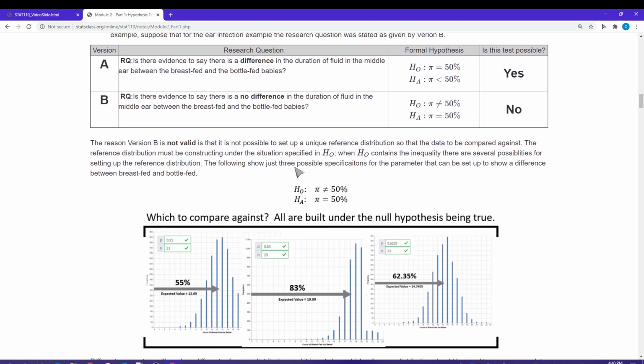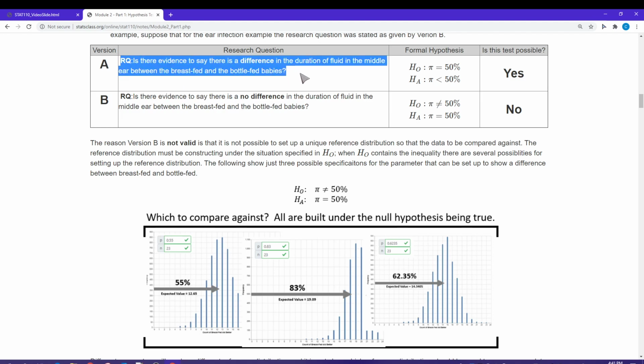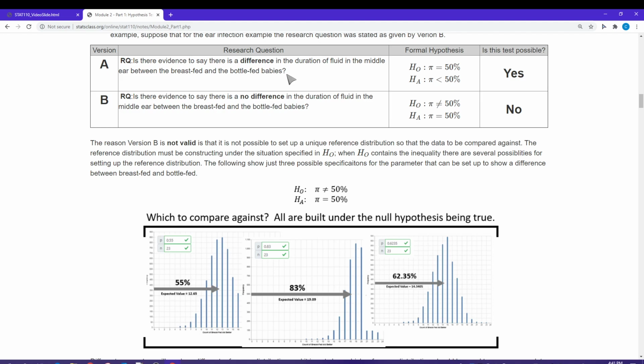Okay, one other quick thing that I should probably mention here is that there are some types of situations that we cannot evaluate with a reference distribution or with the process that we have described. So here I have version A. It looks like it's the two-tailed example. So is there evidence to say a difference exists in the duration of fluid in the middle ear between breastfed and bottle-fed babies? That's the example stated above. This is how that would be set up, and this test is possible.